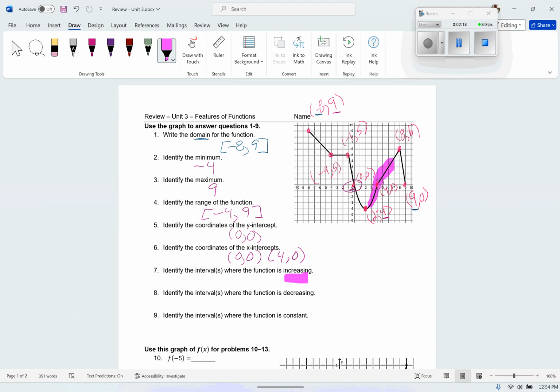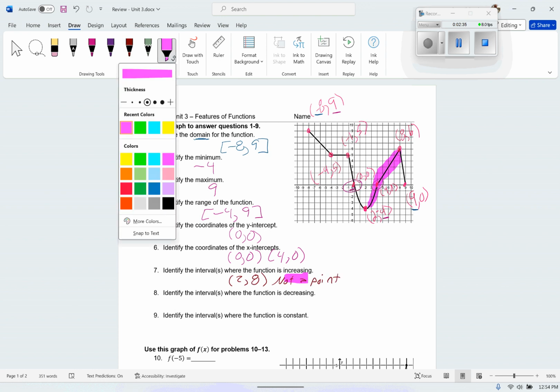The interval that is increasing appears to go right here. This is all increasing here. So remember, we're going to use the x values to describe that. So it's going to go from 2 to 8. And these will be parentheses. That's not a point. That's not a point. It's the region.